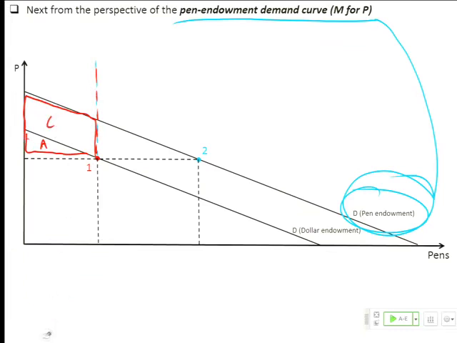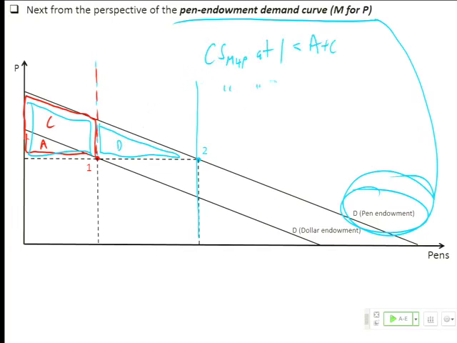And then for bundle 2, if I'm all the way out here, I'm still going to get that surplus A plus C on the first 5 pens, and then I'm going to pick up this, which is my consumer surplus for the next 5 pens. So my consumer surplus, if I'm the pen-endowed person, at bundle 1 is A plus C, and at bundle 2 it is A plus C plus D, which is greater than A plus C. So we know that for this person 2 is strictly preferred to 1.